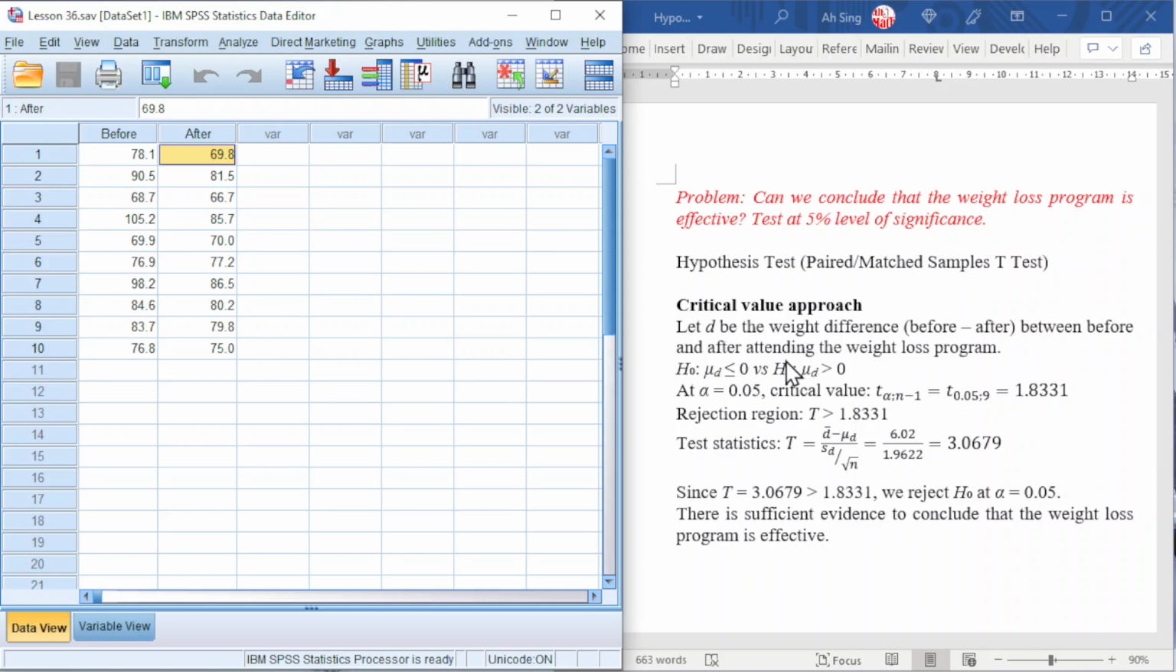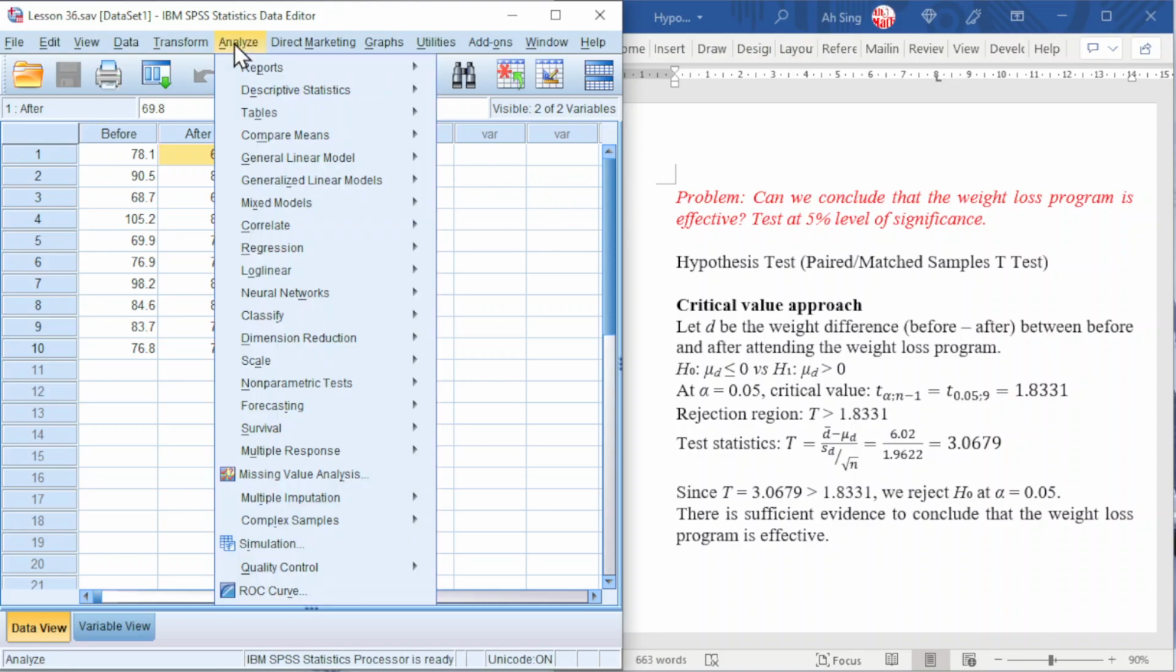This implies that if we take the weight before, which is bigger in value, minus the weight after, which is smaller in value, we should obtain a positive value. And this comes to a right tail test. However, if we take after minus before, which is small minus big, we should obtain a negative value, and hence we should conduct a left tail test. Therefore, whether to conduct a right tail or left tail test depends on what we let the d value be. In this video, we are going to let d be the value before minus after, which is bigger minus smaller, and we should conduct a right tail test.